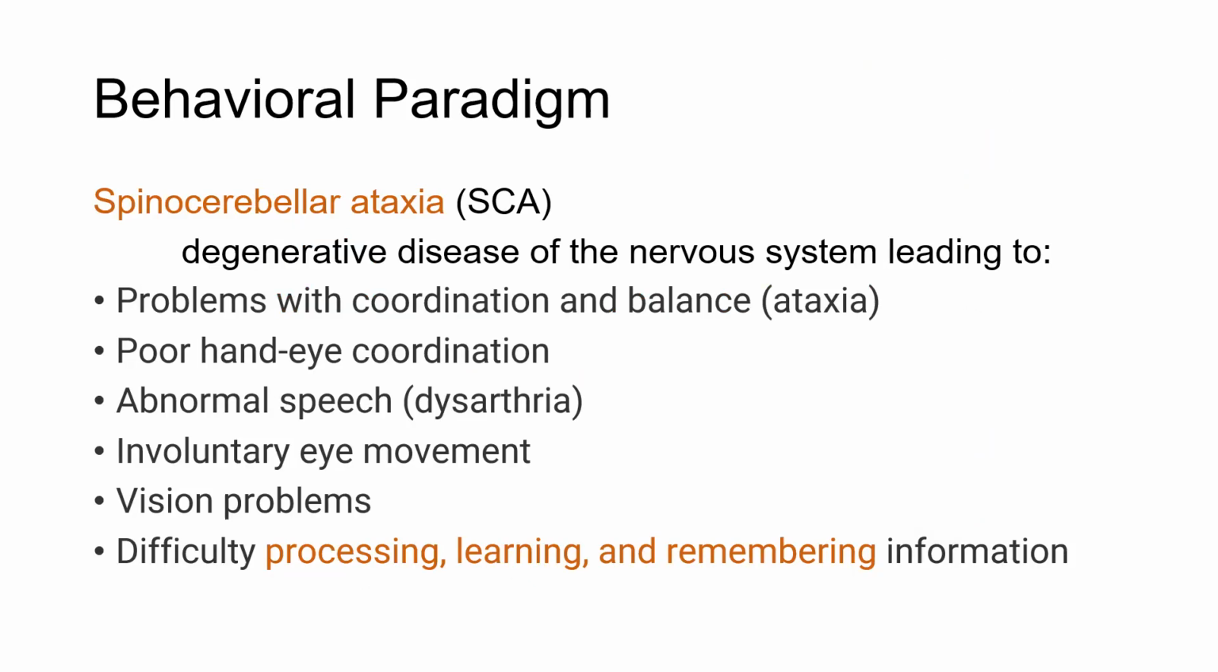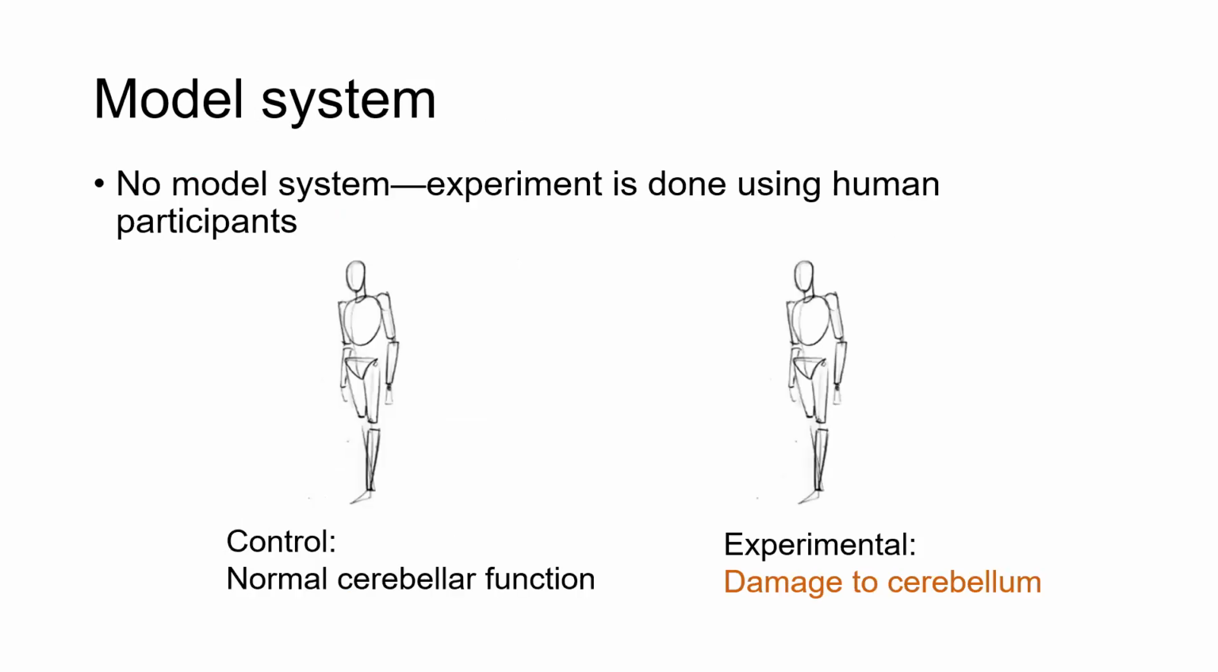A crucial part of this experiment will be using people with damage to the cerebellum, and this damage is specified as spinocerebellar ataxia, or SCA, which is a degenerative disease of the nervous system leading to poor coordination, such as abnormal speech and other things like that, and problems with general learning. This research is done using two groups of people, a control population with normal cerebellar function and an experimental population with spinocerebellar ataxia.